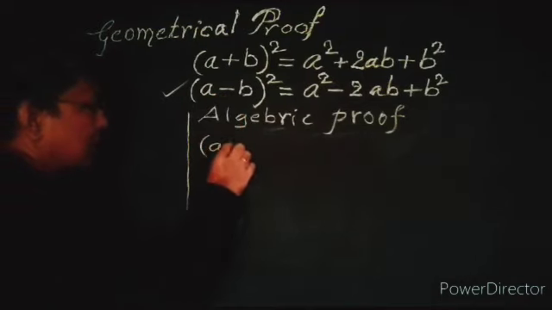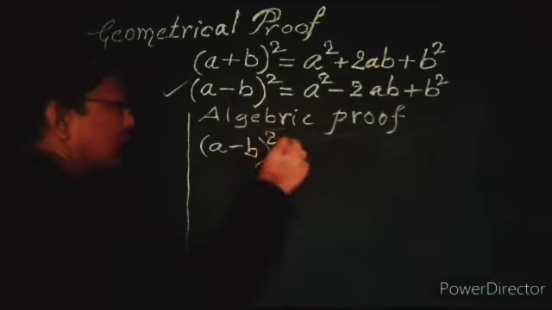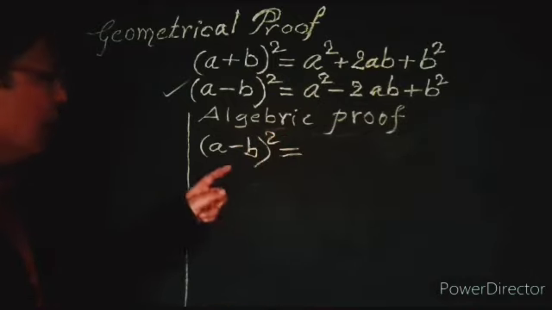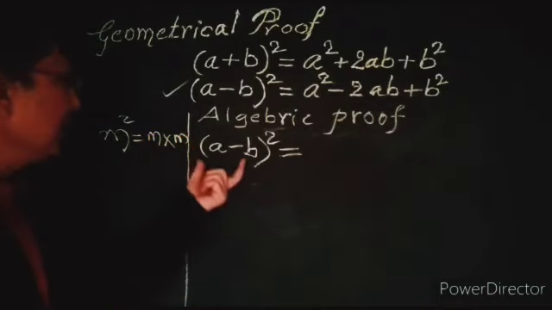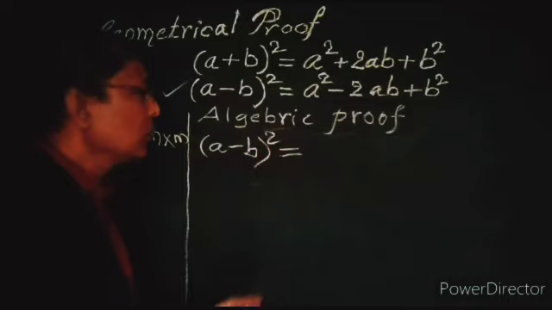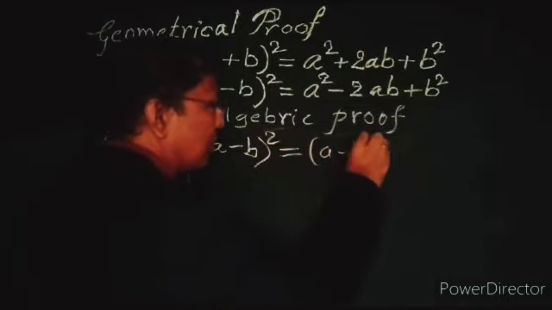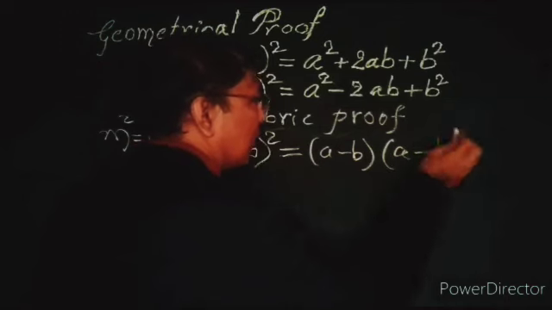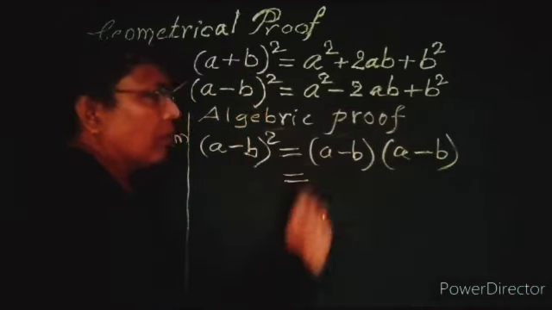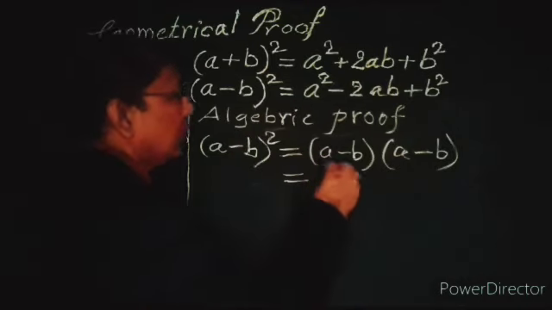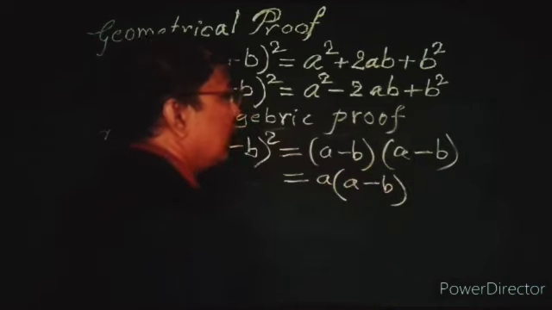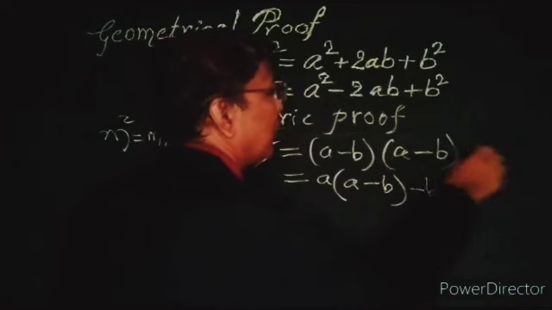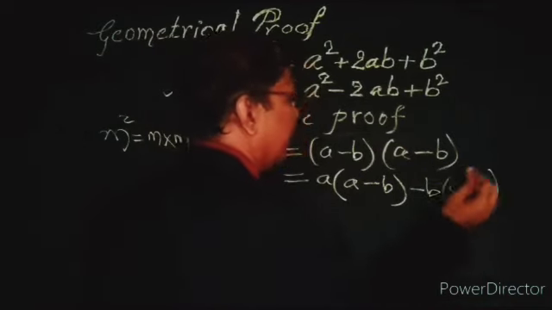We have (a minus b) whole square. If we have m square, we can write m two times. In the same way, here we have (a minus b) whole square, so we can write (a minus b) two times. Now, let us multiply. Now I'll take minus b and multiply it to the second bracket, a minus b.